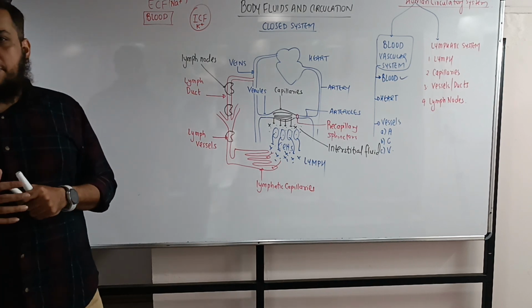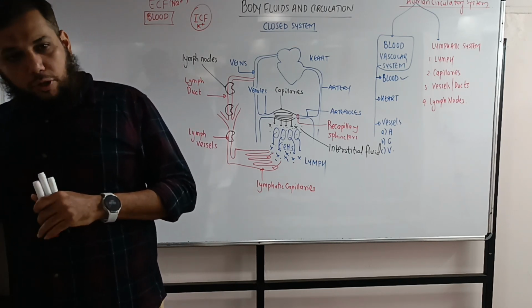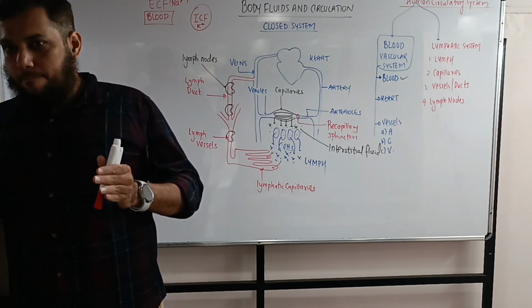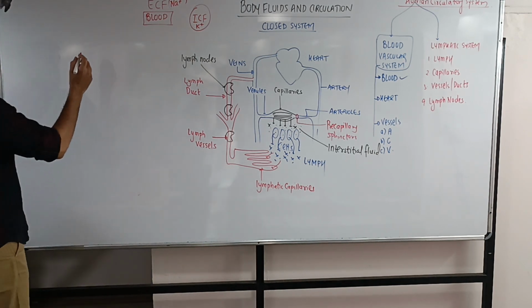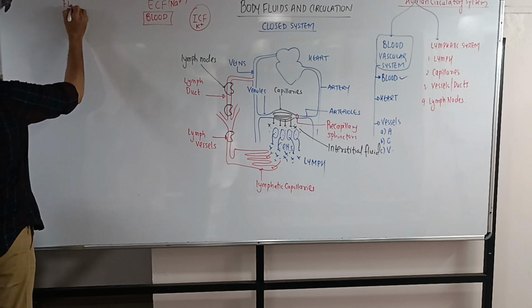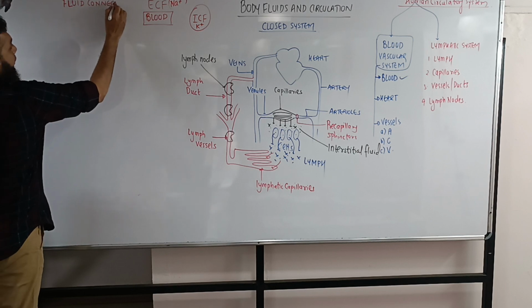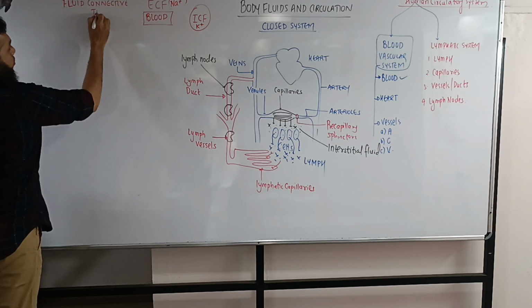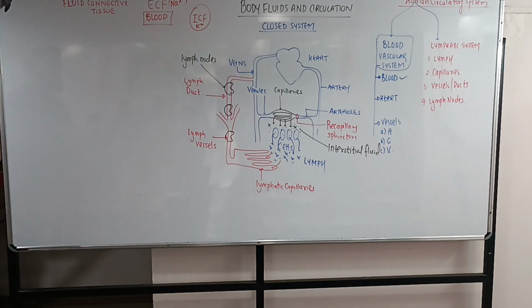So what are the two compartments that divide your body? Intracellular fluid and extracellular fluid. And blood is an extracellular fluid. Blood is a fluid connective tissue. What is blood? Fluid connective tissue.